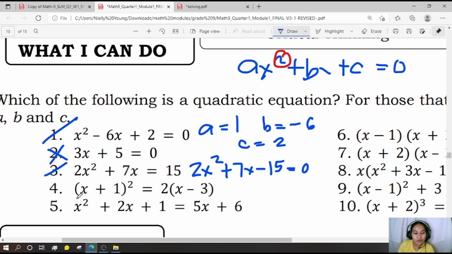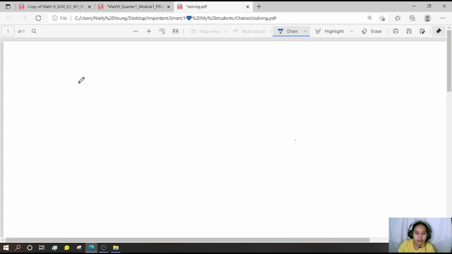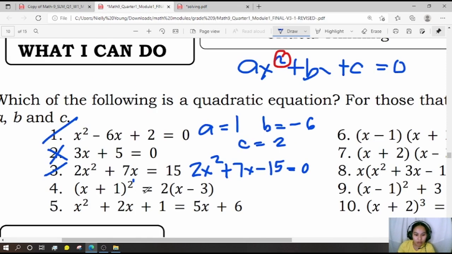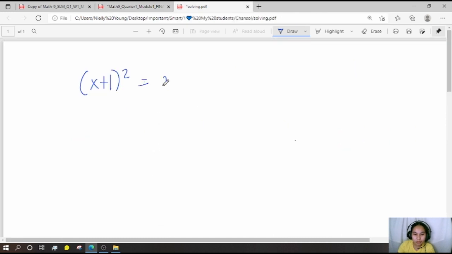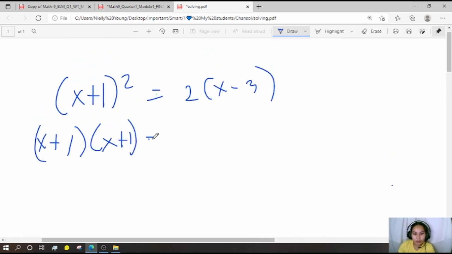How about the number 4? Is this a quadratic equation? Okay. Let us see. So you need to solve for it or arrange it. So that is parenthesis x plus 1 squared equals 2 times parenthesis x minus 3. Since x plus 1 raised to 2, gawin mong dalawa, x plus 1 times x plus 1, equals 2 times x minus 3.